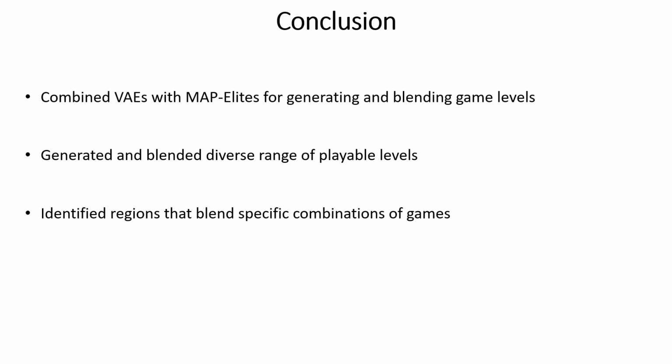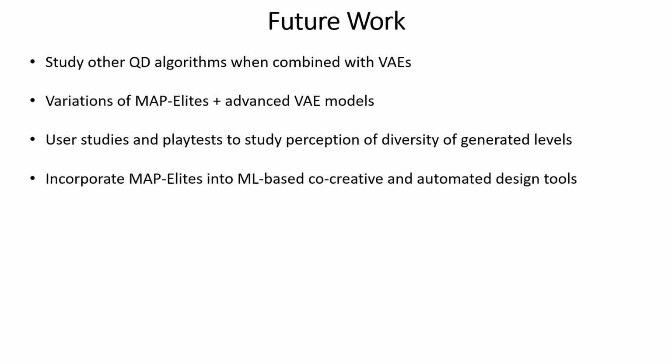There are, as always, several directions to consider in the future. In this work, we focused on just MAP-Elites, so in the future, we would like to study the effects of combining other QD algorithms with VAEs. We could also try variations of the current approach, such as using variants of MAP-Elites as well as more advanced VAE models. It would also be worthwhile to conduct user studies to see if players find a set of levels generated by MAP-Elites to actually be diverse. And finally, we would also like to incorporate MAP-Elites into ML-based co-creative and automated game design tools to enable designers to leverage both VAEs and MAP-Elites in designing levels.